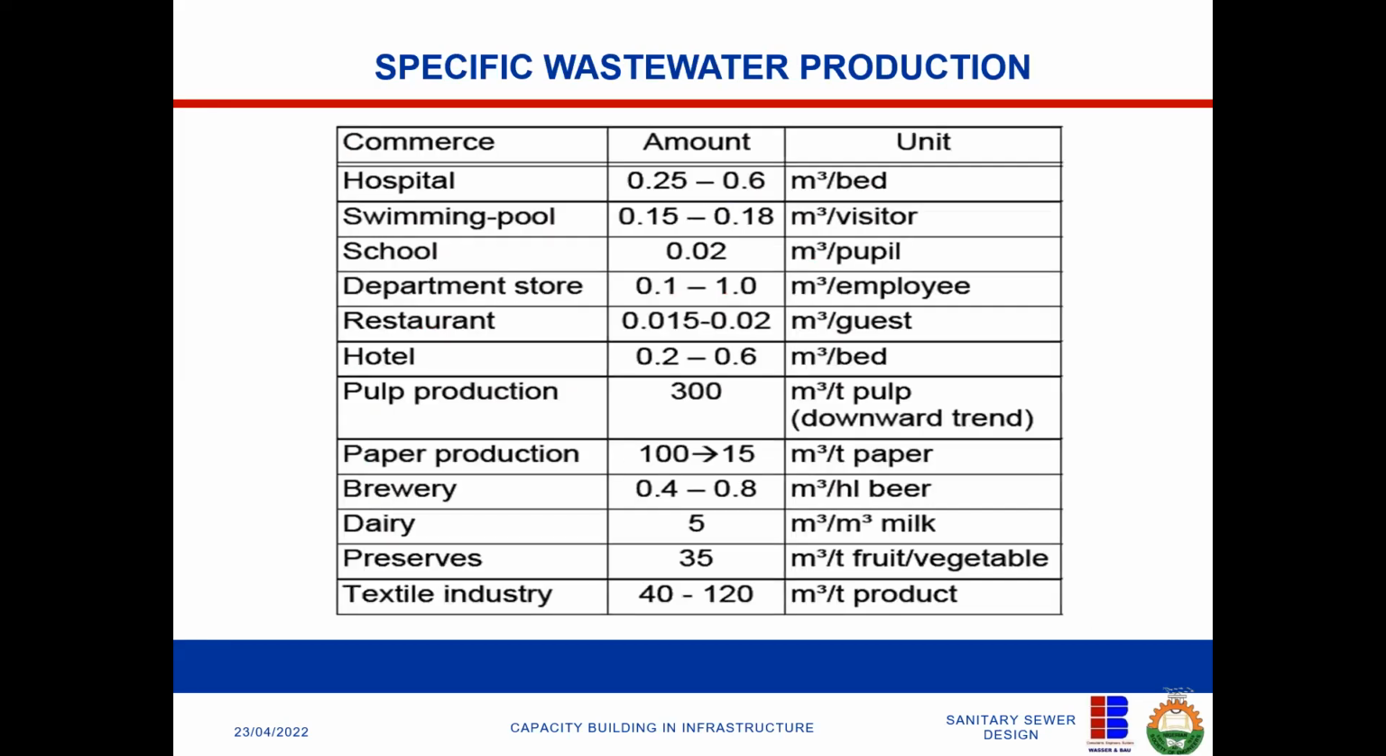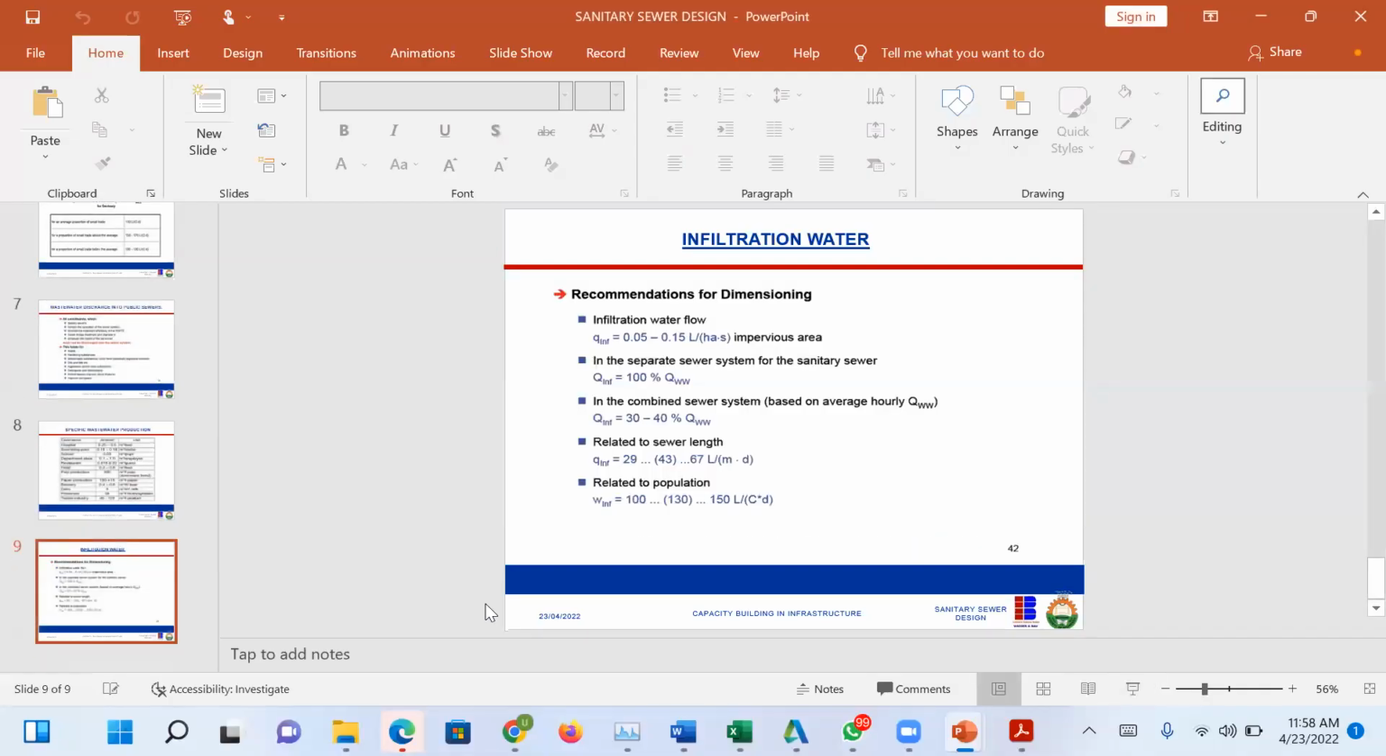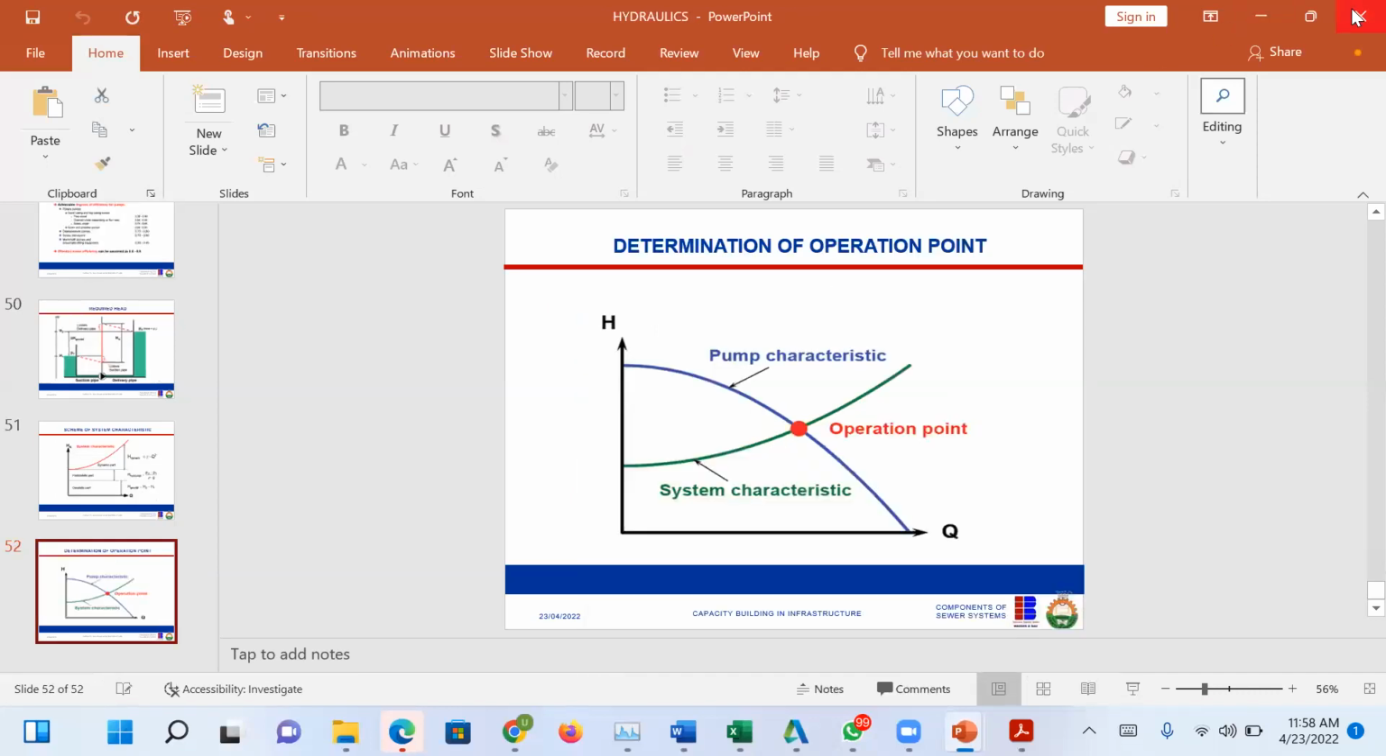So this is the specific wastewater production for swimming pool, for school, for restaurants, which is just like the water requirements, if you look at it very well. So that is that. So the whole 3 slides, we've gone through them.